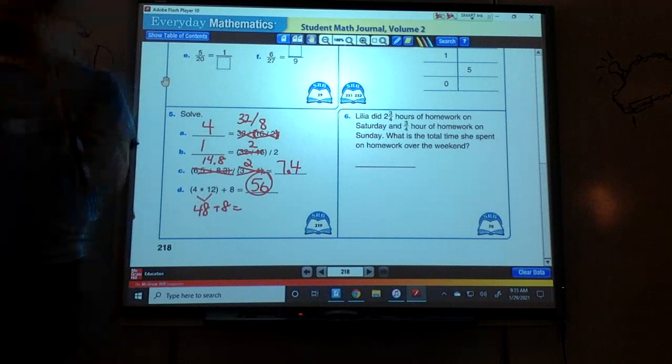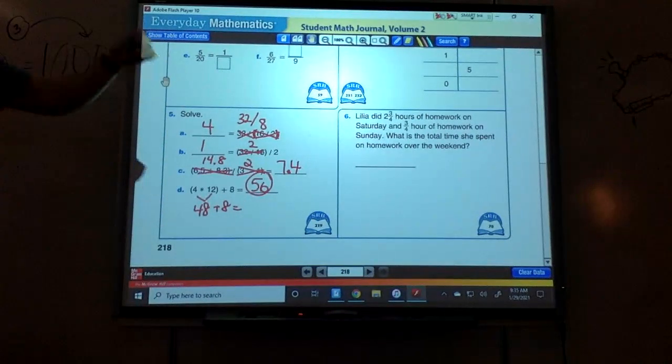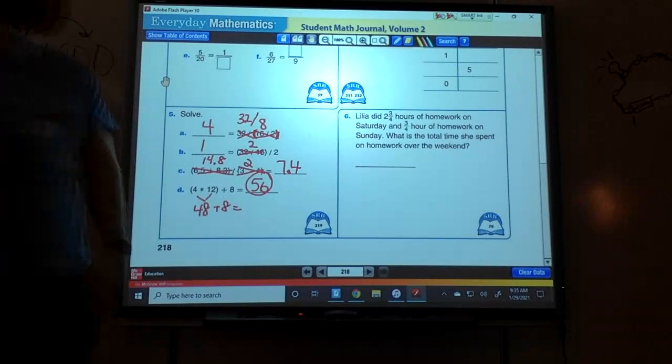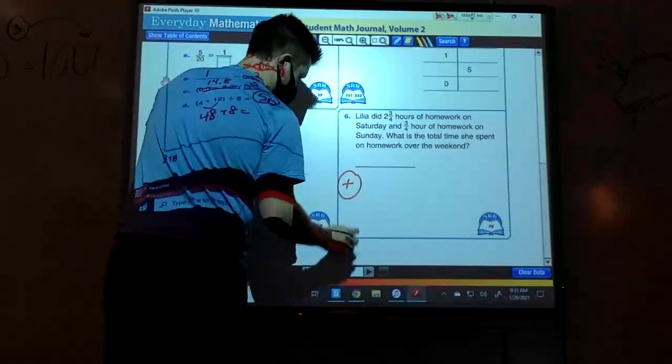These are going to be so fun. I already have to break it. Last one. Lilia did 2 3/4 hours of homework on Saturday. Rough. And 3/4 hour of homework on Sunday. Yup. What is the total time she spent on homework over the weekend? What are you going to do with those two numbers? Add them.